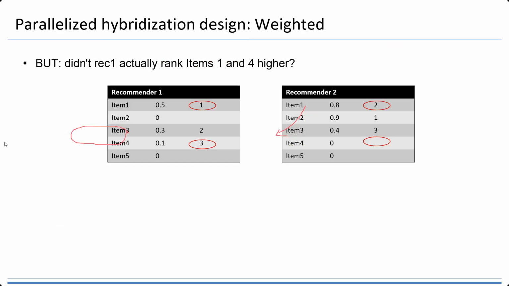Now, the issue is that the score does not represent the rank. What does it mean by the rank? Rank means when we have this score, we need to look at what is the best item according to the score. This is the first, this is the second, this is the third. But in recommender 2, item 4 never gets a chance to be in the rank. So it is 0.